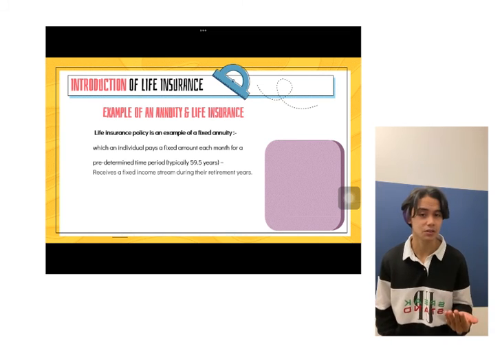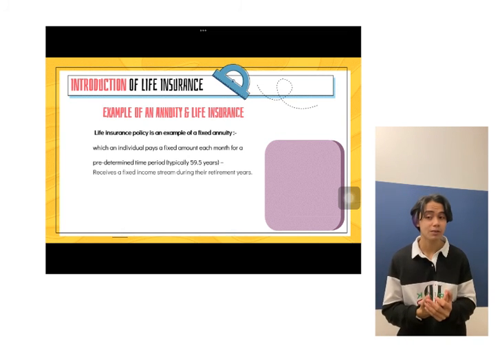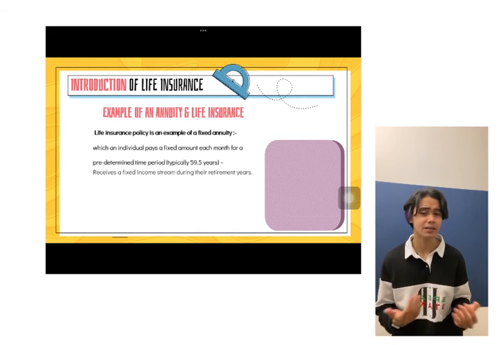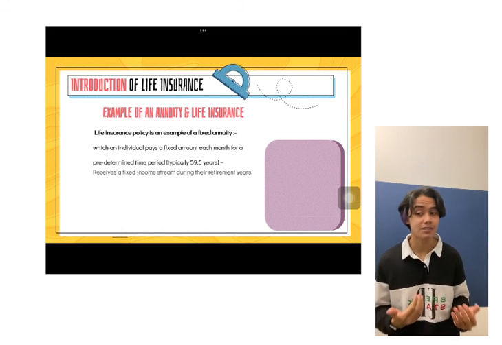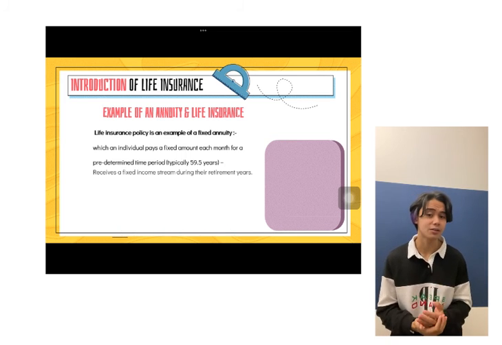So next, an example of annuity and life insurance. A life insurance policy is an example of a fixed annuity, in which an individual pays a fixed amount each month for a predetermined time period, typically 60 years, and receives a fixed amount stream during their retirement years. It's like savings for you.